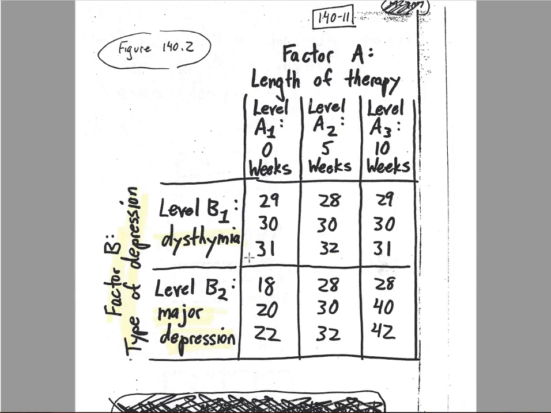I set up the table so that half of the participants are in this row. That amounts to 9 participants. These are the folks in level B1, those that suffer from dysthymia. These are their scores on the dependent variable for the 9 people suffering from dysthymia. The second horizontal row is labeled B2. These are the folks that suffer from major depression. There are 9 participants in this condition. These are their scores on the dependent variable. We now have a second factor. We have factor B, type of depression.